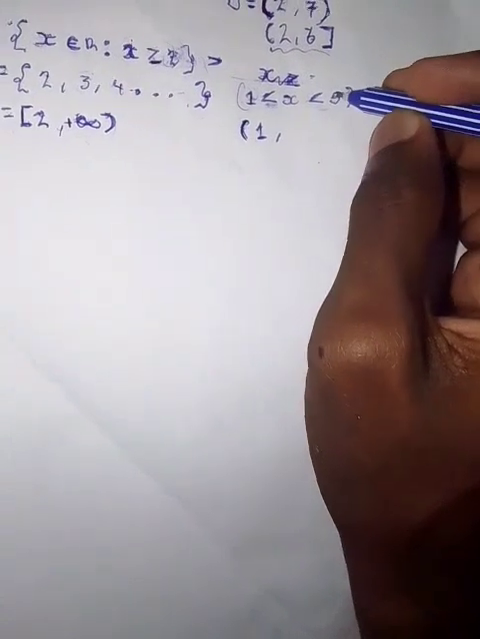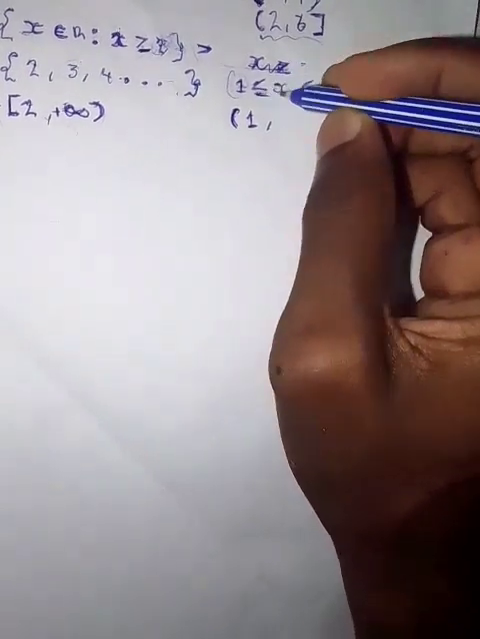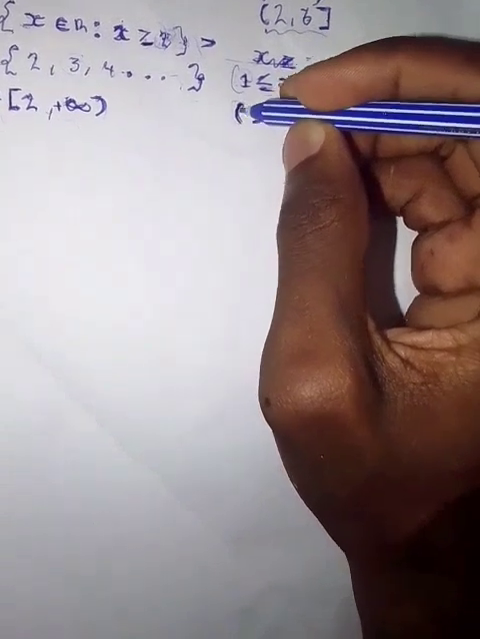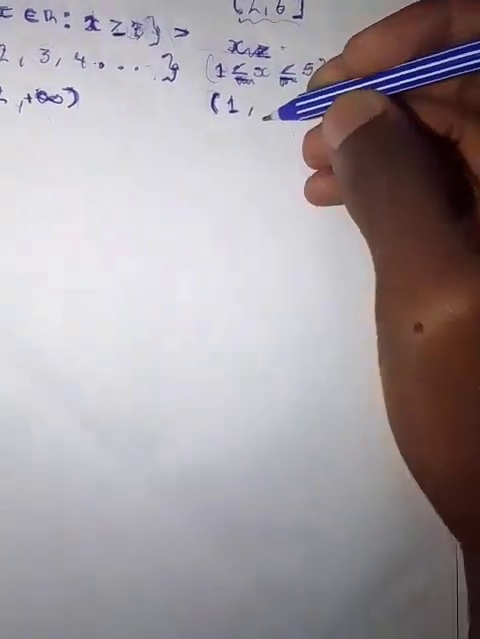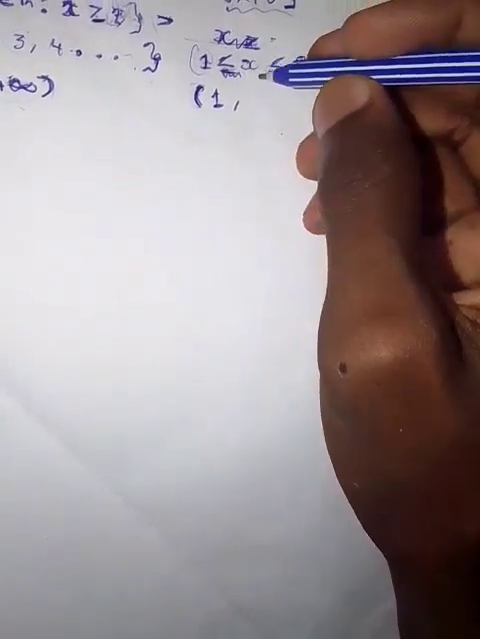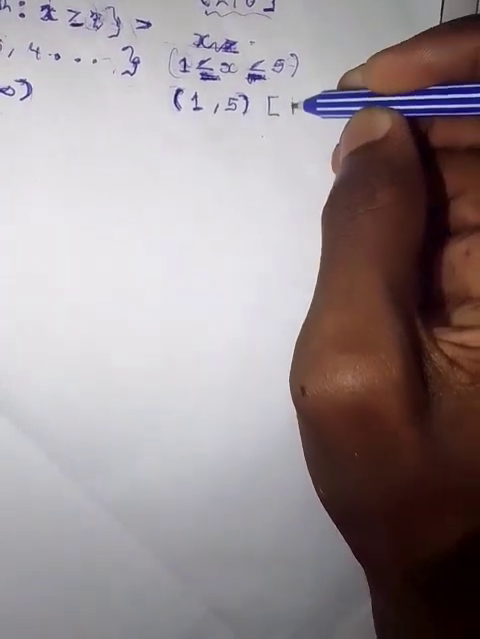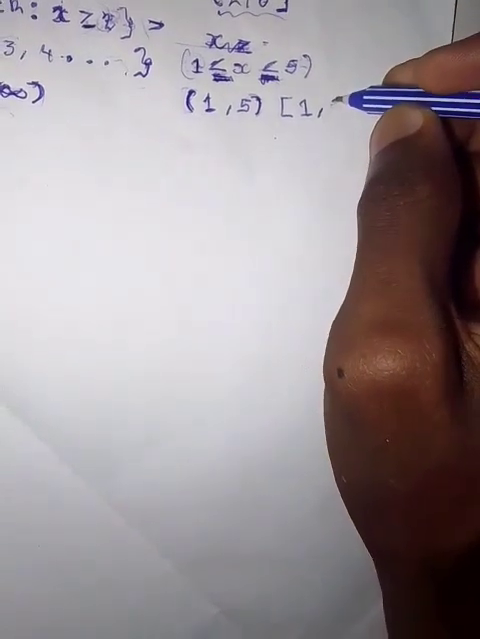And again, remember 5 is not part of the set. If there was equality, we would have put the square bracket. Since there are no equality signs here, you're just going to write 5, but this time use the parenthesis. If we added equality signs here, it would have been written like this.